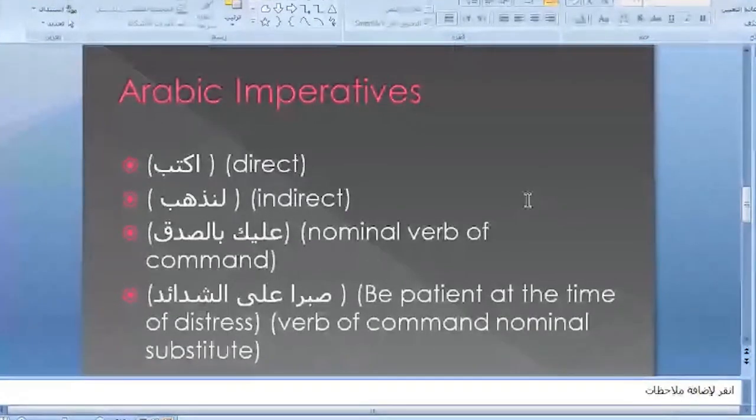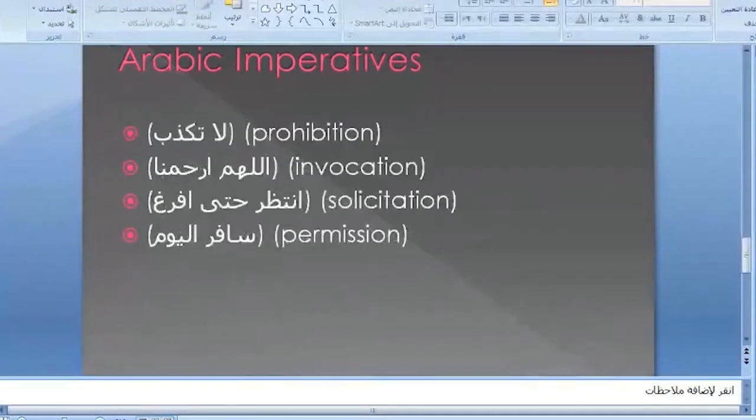So a verbal noun sometimes is a substitute of a command. That's why we say it is a verb of command, nominal substitute. Substitute, يعني بديل يعوض. And صبرا على الشدائد could be translated as be patient at the time of distress. شدة، الأوقات العصيبة, distress. الضراء. Now, let's talk about the functions of imperatives in Arabic.